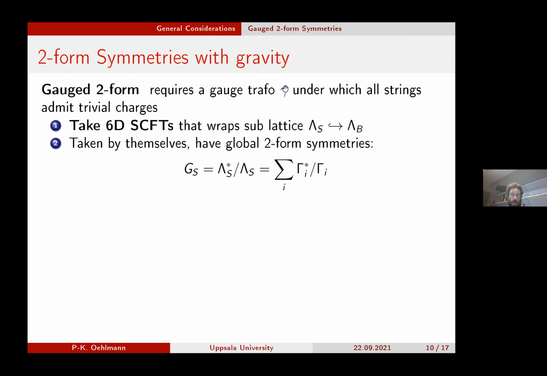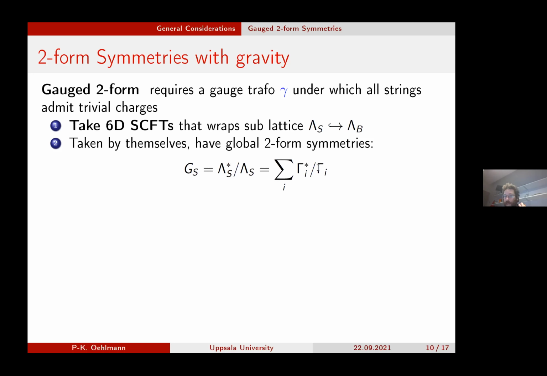Okay, we want to have non-trivial symmetry transformations, but in order to be gauged, all the strings must have trivial charges. So what we do is we start by taking some 6D SCFTs that come with their string charge lattice lambda s, and we have to somehow embed that in a consistent way into our compact string charge lattice of lambda b. Then all the strings that are living here, just by themselves, without being compactified, can have a two-form symmetry. And these two-form symmetries will essentially be just the product of them.